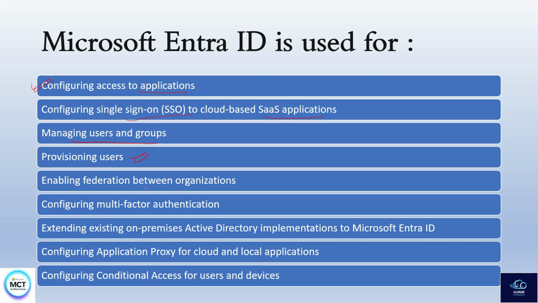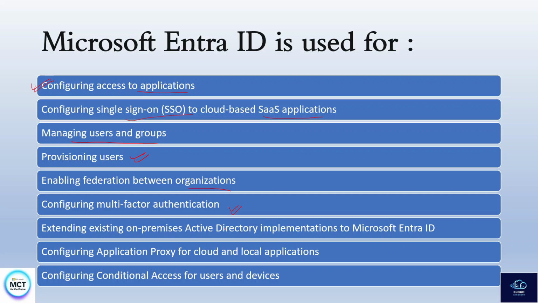Provisioning the users, enabling federation between the organization, very important. We know that federation is an inbuilt feature when it comes to the Entra ID characteristics, whereas when you go ahead with the on-premises directory solution, federation has to be taken care of by a separate service, which is ADFS. Then you can configure MFA, multi-factor authentication, for the user.